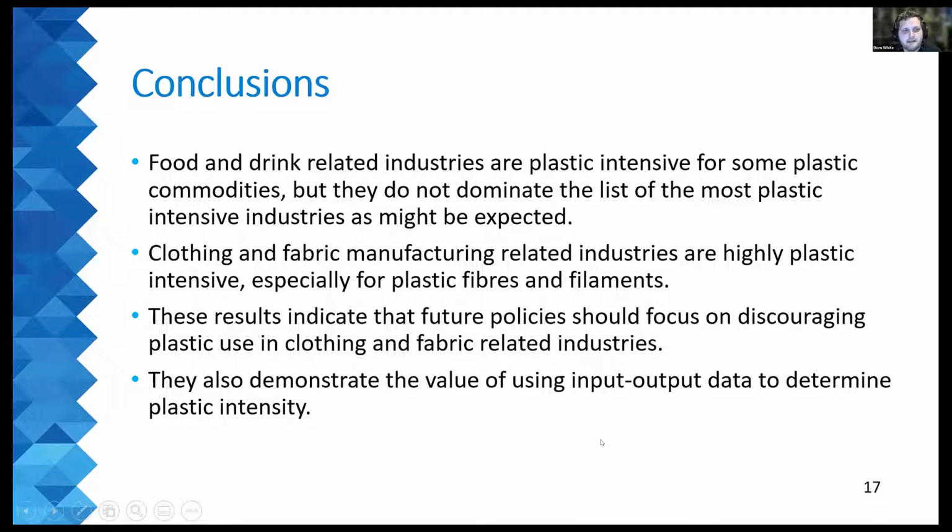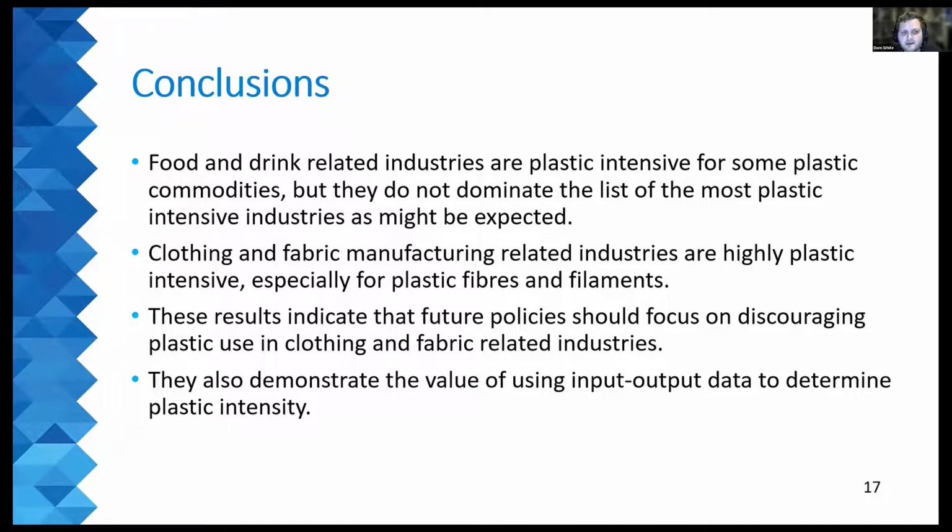So as I said at the beginning of this talk, policies focused on reducing plastic pollution tend to focus on consumer-facing industries, and a lot of those include food and drink-related industries. And we found that food and drink-related industries are plastic intensive for some plastic commodities, including plastic bottles and polystyrene, but they don't dominate the list of the most plastic-intensive industries, as might be expected.